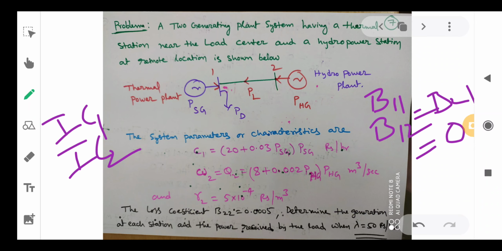A two generating plant system having a thermal power station near the load center, this is plant number 1, and a hydropower station at a remote location, at bus number 2, is shown below in the figure. So this is the hydropower plant, this is the thermal power plant. PSG is the thermal power generation, steam generation. PHG is the hydro generation. PL is line loss, PD is demand.